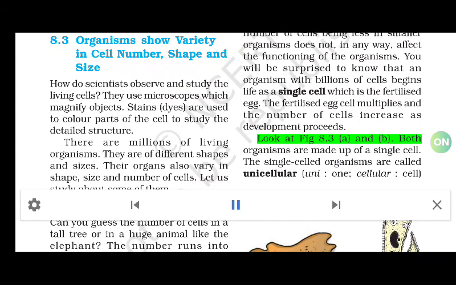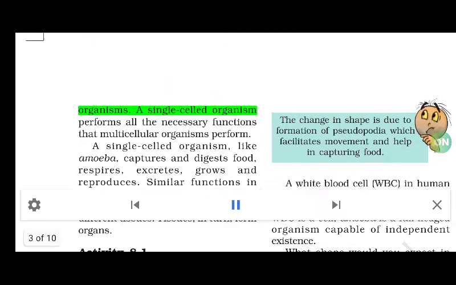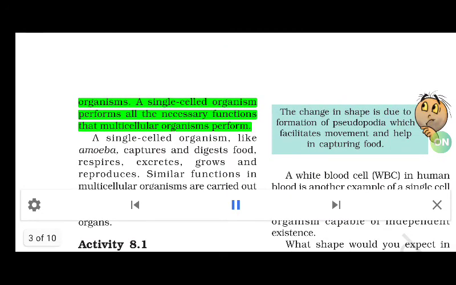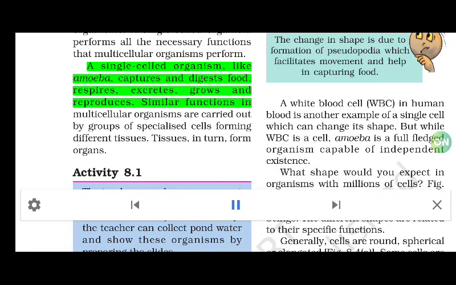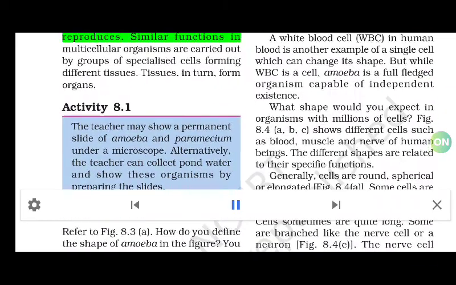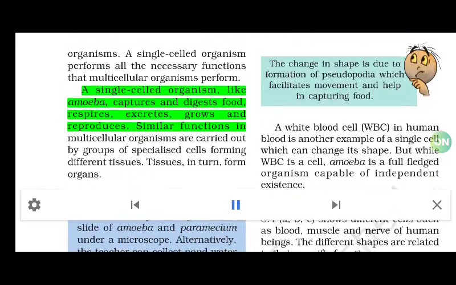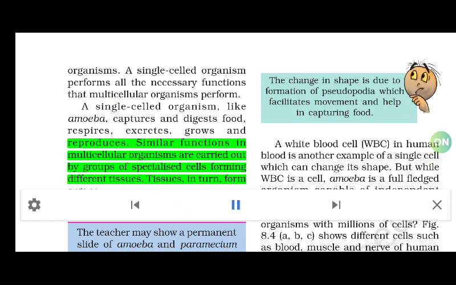Look at Fig. 8.3a and b. Both organisms are made up of a single cell. The single-celled organisms are called unicellular organisms. A single-celled organism performs all the necessary functions that multicellular organisms perform. A single-celled organism, like amoeba, captures and digests food, respires, excretes, grows and reproduces. Similar functions in multicellular organisms are carried out by groups of specialized cells forming different tissues. Tissues, in turn, form organs.